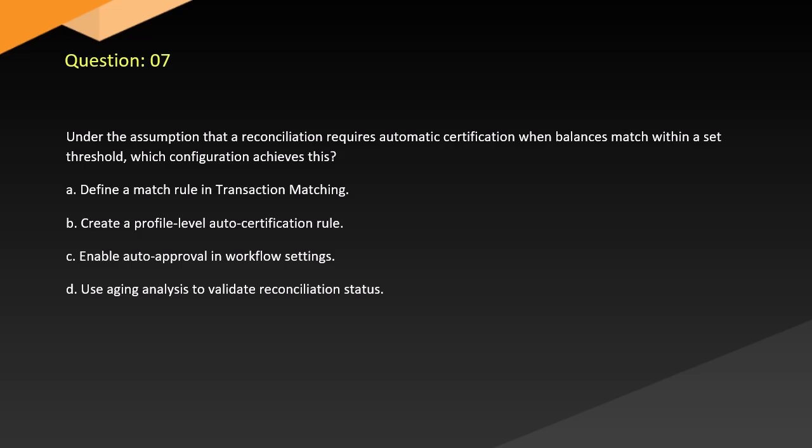Question 7. Under the assumption that a reconciliation requires automatic certification when balances match within a set threshold, which configuration achieves this? A. Define a match rule within transaction matching. B. Create a profile-level auto-certification rule. C. Enable auto-approval in workflow settings. D. Use aging analysis to validate reconciliation status.